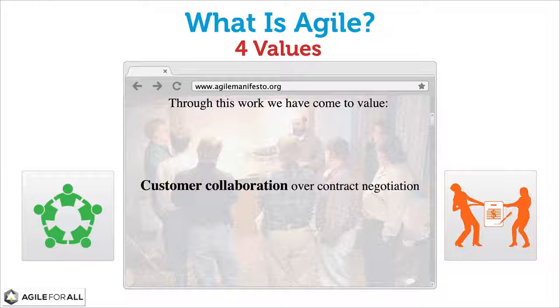Next up, we have customer collaboration over contract negotiation. This value pair is about shifting the relationship between the people doing the work and the people for whom the work is done. In many businesses, this relationship is adversarial, win-lose, at opposite sides of the proverbial table. In an Agile environment, the relationship is seen as collaborative, win-win, sitting around a table. This doesn't mean that contracts go away in Agile.